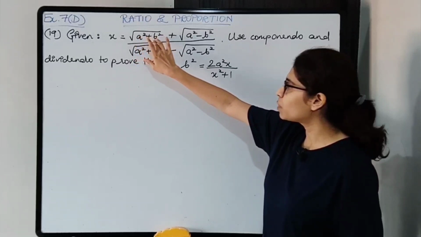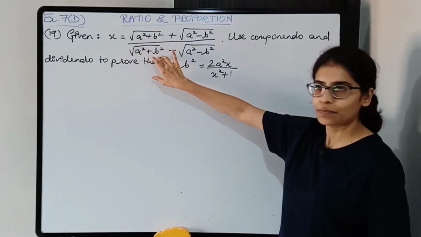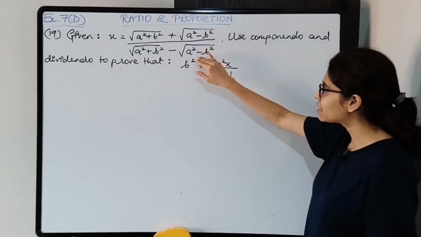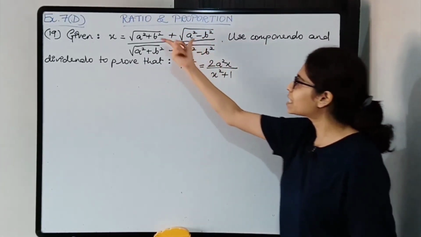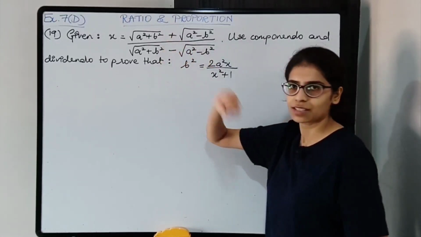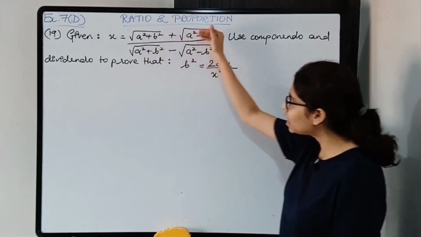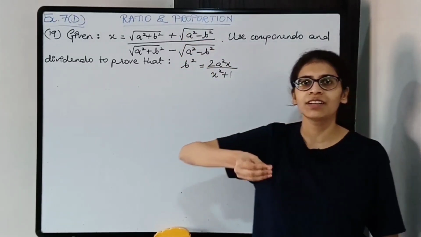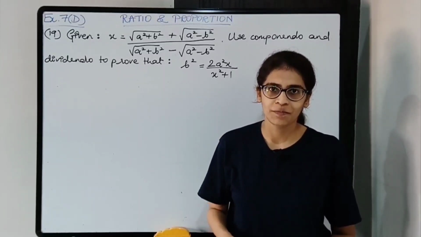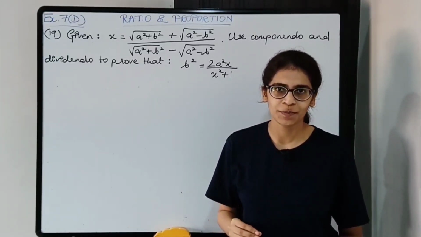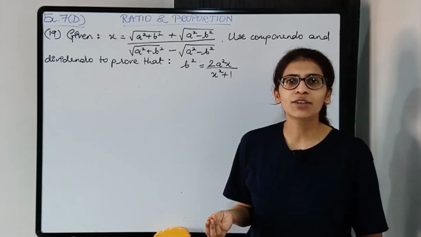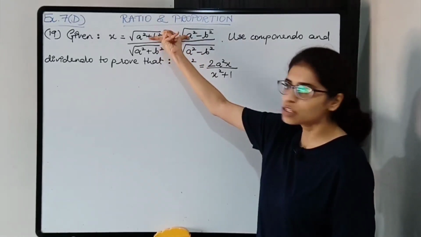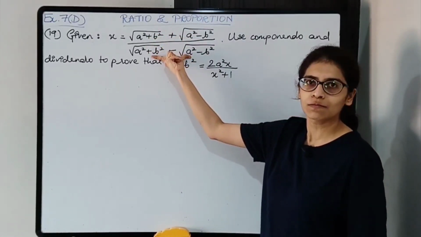You have square root of a square plus b square, square root of a square plus b square, same terms. Over here, square root of a square minus b square, same thing over here. And check the sign between the terms, plus and minus. So when you have same terms, and the sign between them is opposite, which property can you use? Componendo dividendo. Componendo dividendo is numerator plus denominator upon numerator minus denominator. This entire thing is the numerator, this entire thing is the denominator.